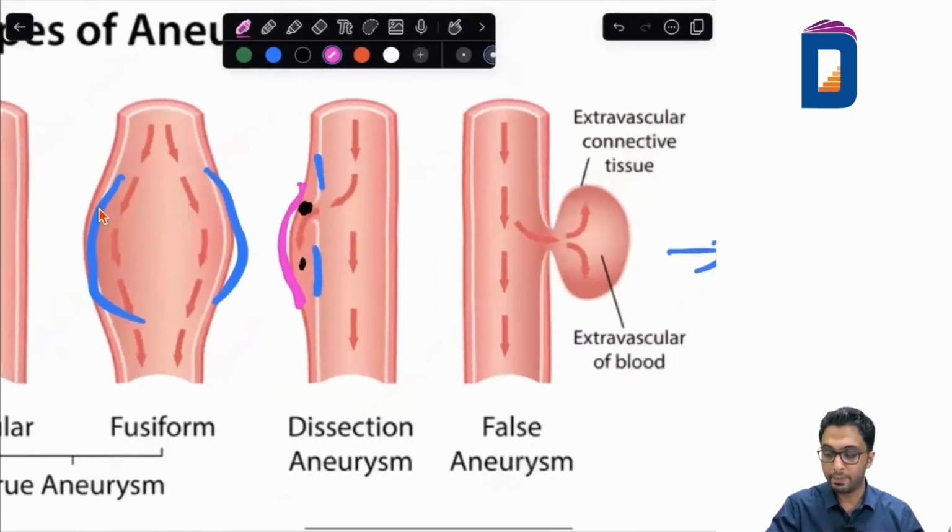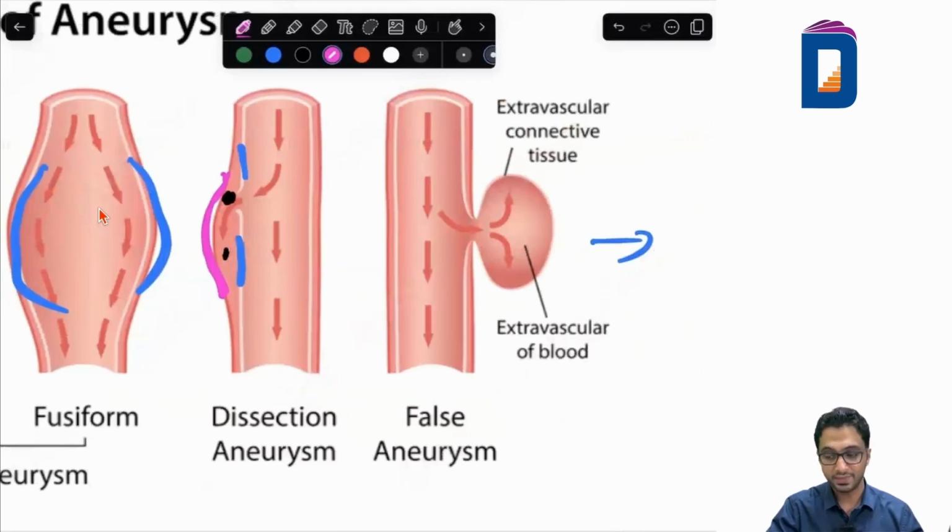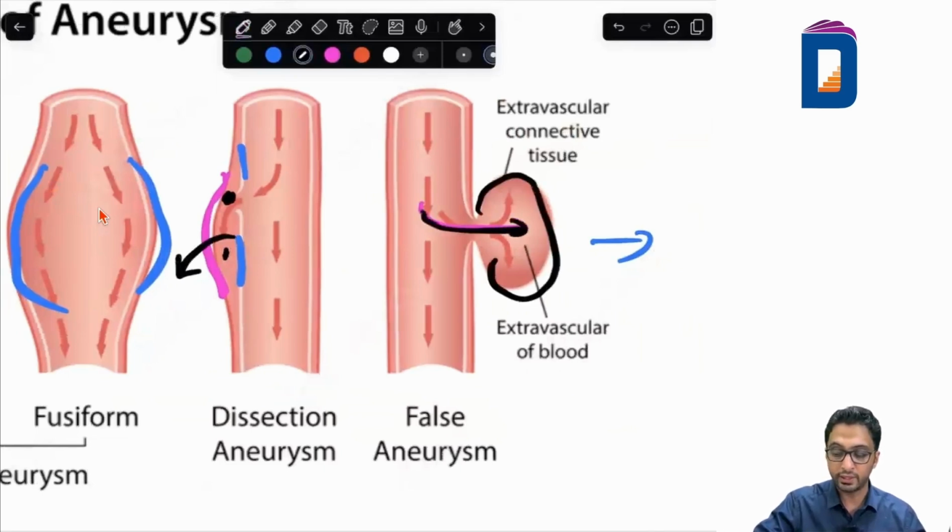Okay, now what happens in a false aneurysm? The blood leaks out outside the vessel completely. Even your externa, or adventitia, is also broken. The blood comes out and is in the extravascular connective tissue as a bulge. Okay, so it's a kind of hematoma again. False aneurysm.